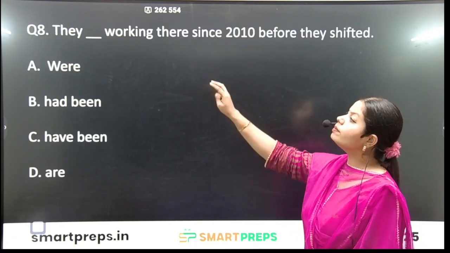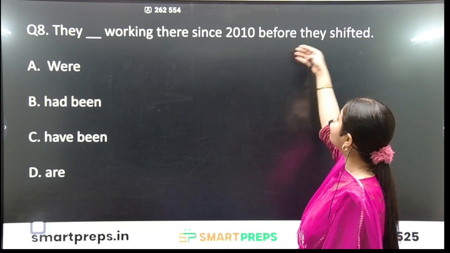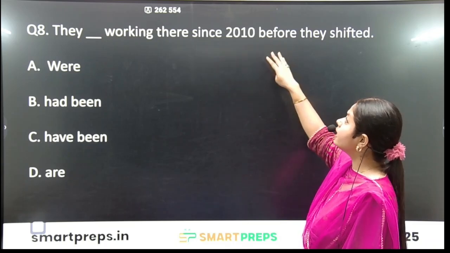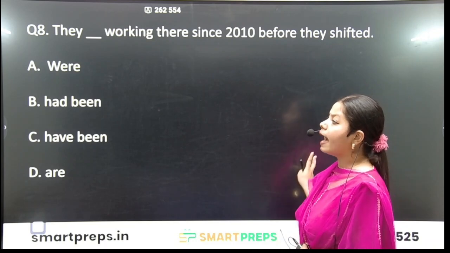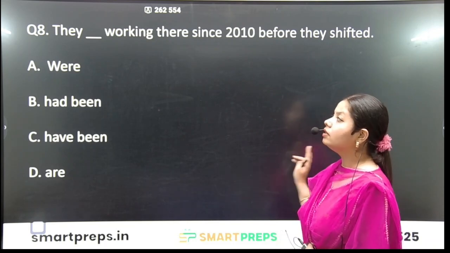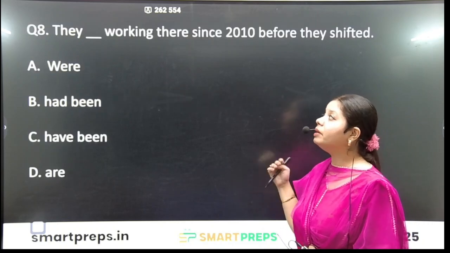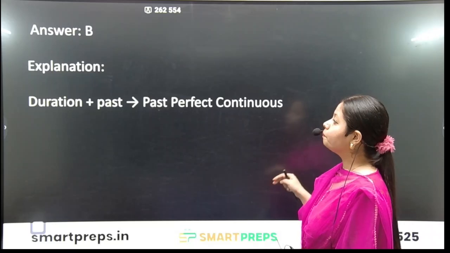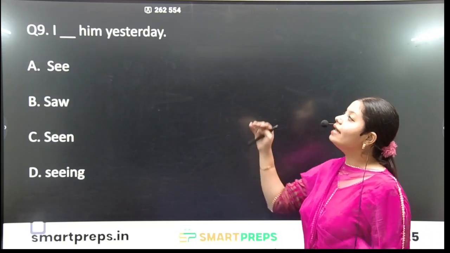Okay. Question number 8. They had been working there since 2010 before they shifted. They were working, they have been working, or they have been, they are. Which will be the answer? Answer is B. They had been working. Past perfect continuous tense. Yes or no? Duration plus past.